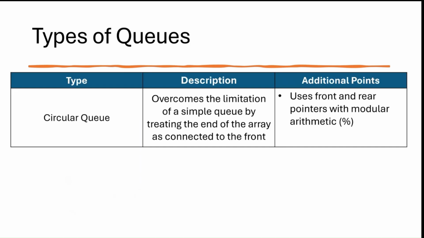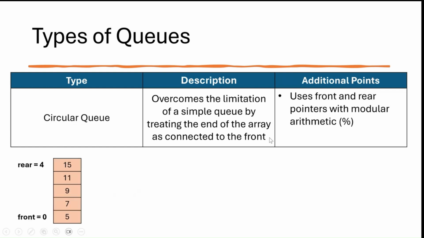So the next type of queue is a circular queue, which overcomes the limitation of the simple queue by treating the end of the array as connected to the front. We'll understand how. It uses front and rear pointers with modular arithmetic, right? Let's understand with an example. The same example with the array of size 5. Front is at 0, rear is at 4.